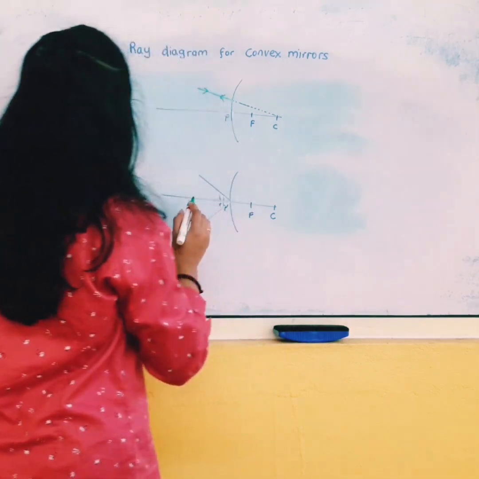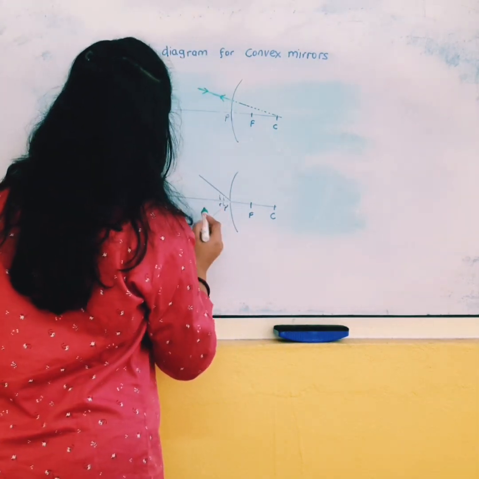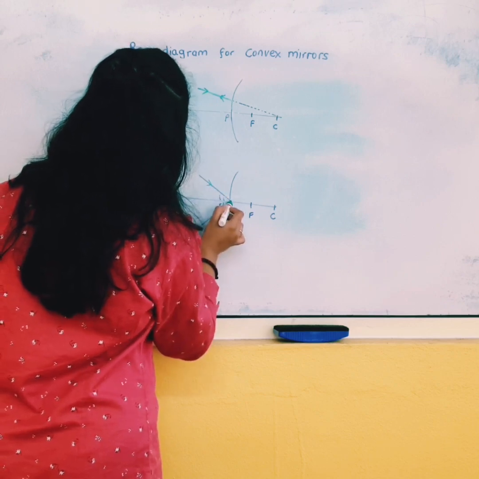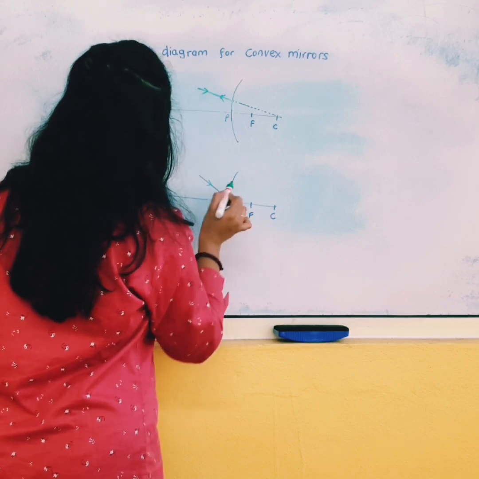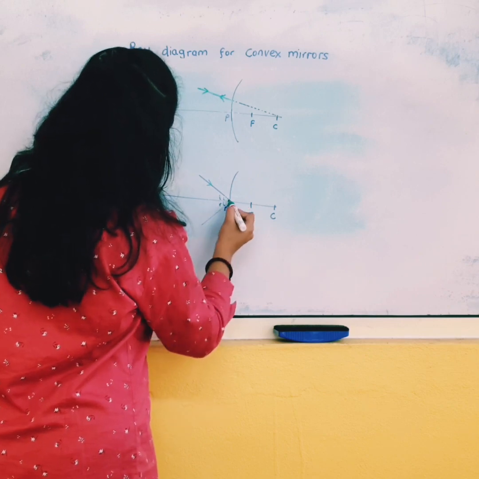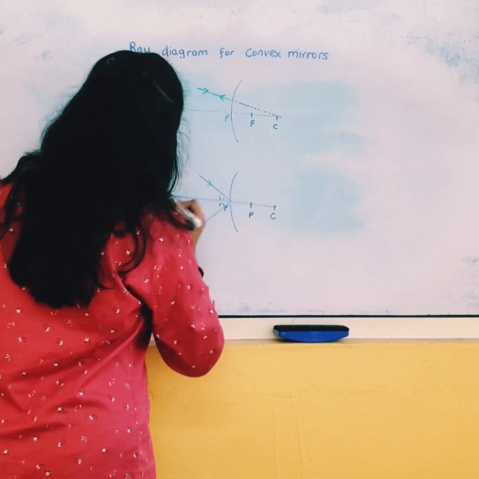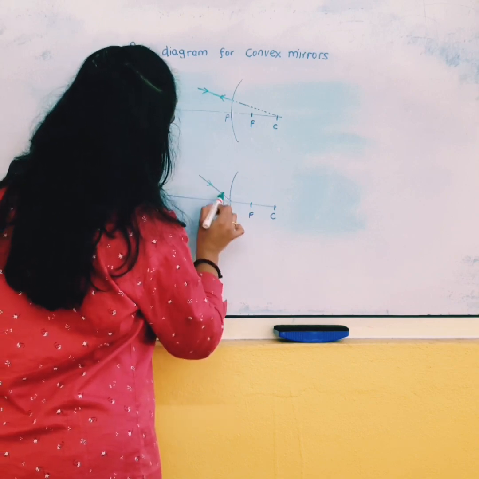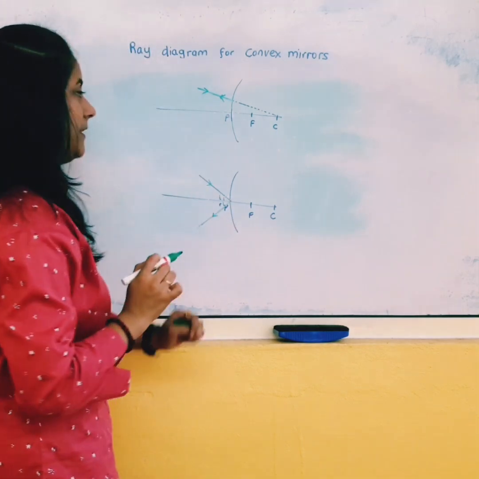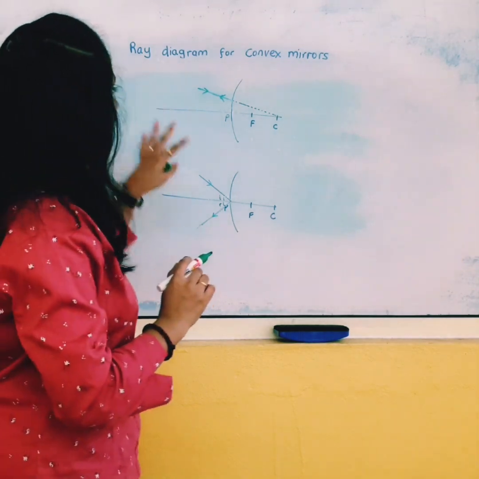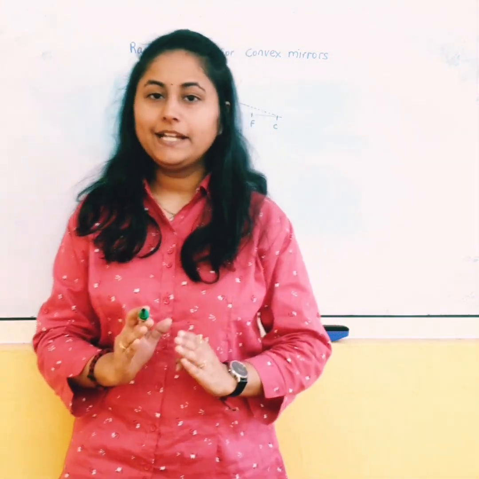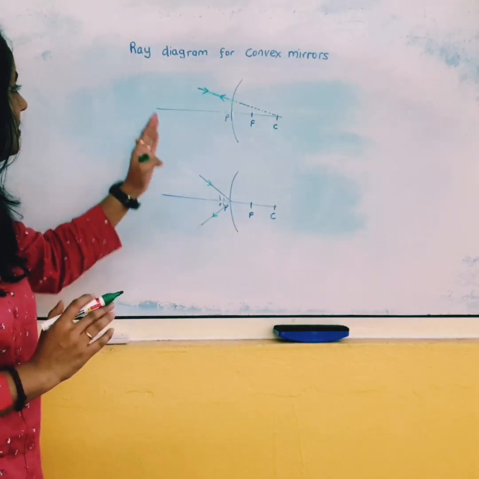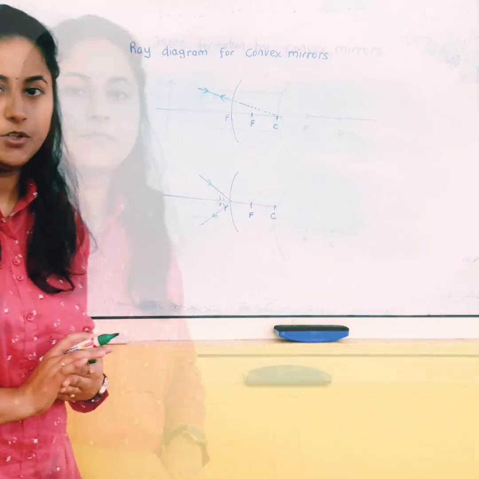Now, the next one is a very easy one. Here, the ray is falling towards the pole, and after reflection, it will follow the law of reflection and go in this direction, so that the angle of incidence is equal to the angle of reflection. Okay, so these are all four ray diagrams for convex mirror. Now, by using them, we are going to learn image formation using convex mirrors.